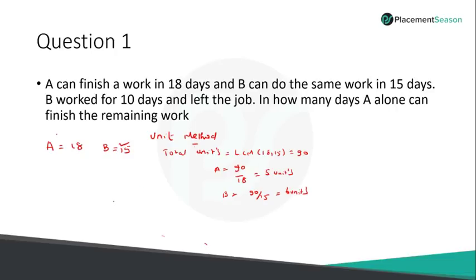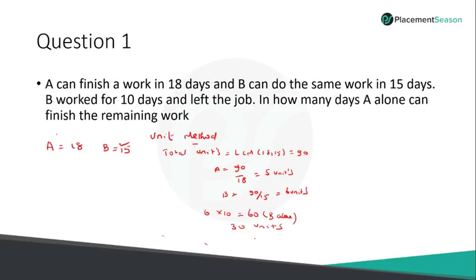Units. So read the problem. B worked for 10 days, right? So B can finish 6 units on day 1. When he worked for 10 days, B alone can finish 60 units. Correct. So out of 90, 60 work has been done by B. So the remaining is 30 units.